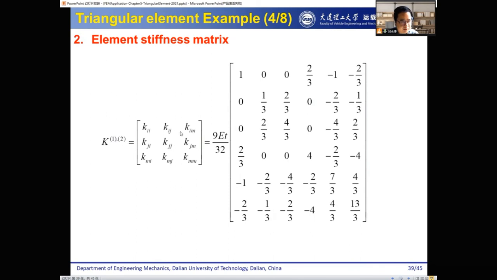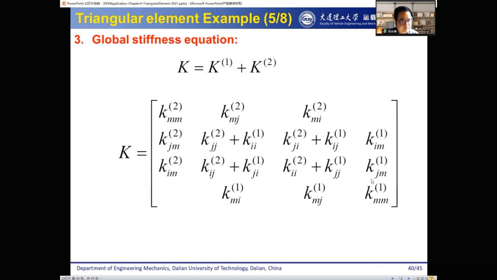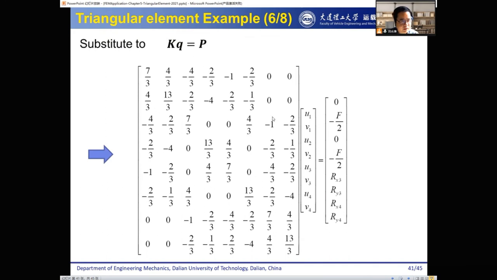And then there is the element stiffness matrix. We said this is a very complex matrix, so how do we do this? We just use the formula and put the values into the formula. And then there is the global stiffness equation. We have two elements, so we just do the summation of the two element stiffness matrices, and then we have the global stiffness equation.